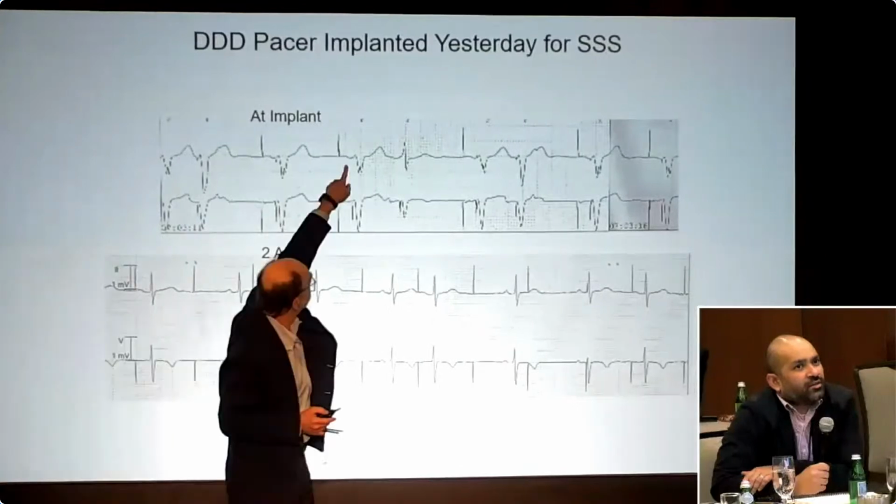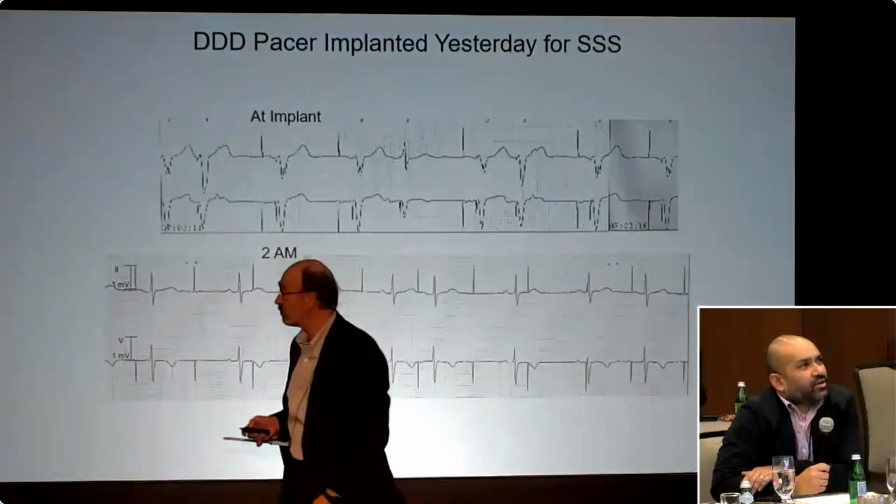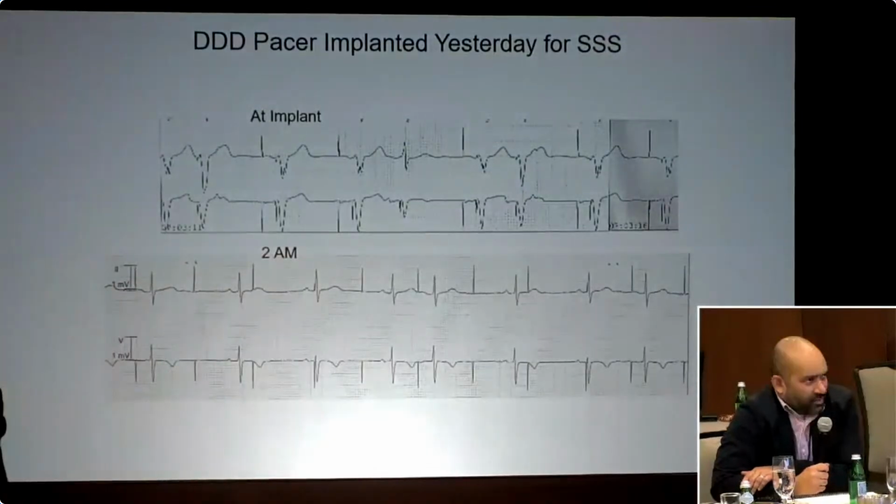Okay, so then that's ventricular pacing that you have there following it. So that's AV sequential pacing: A-pace, V-pace, A-pace, V-pace that you see at the time of pacemaker implant.